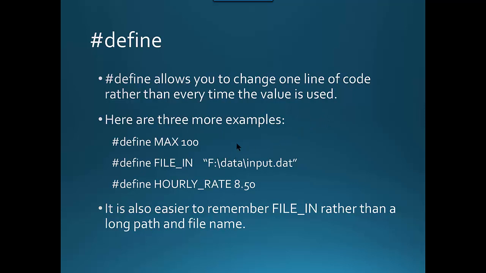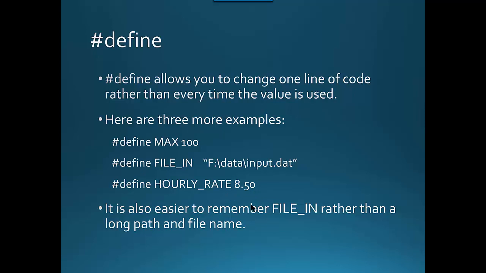So here are some examples of define statements. Here, MAX is being defined as 100. FILE_IN is defined as double quote F colon data input dot dat double quote. And I read it that way because it's not really a string. You notice there's no type defined for our defines. It really is saying, compiler, take this sequence of characters and replace it wherever you see FILE_IN located in my code. And then HOURLY_RATE is defined as 8.150.